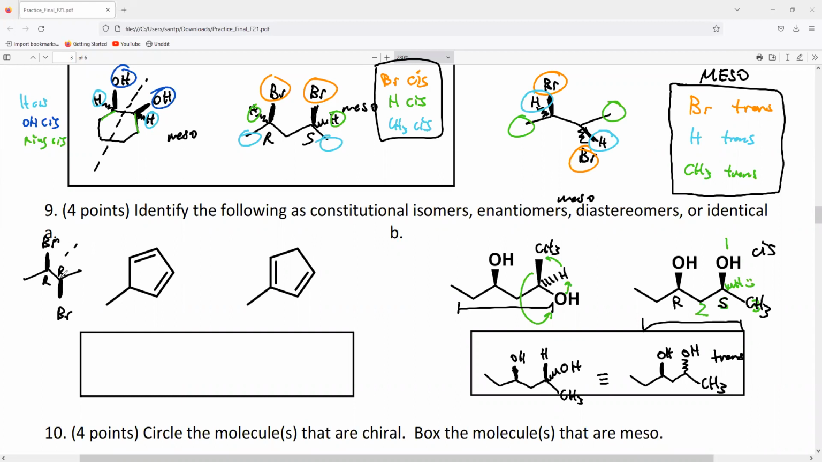Okay, we can use the cis-trans rule. I can see here that these bromines are both wedges, so bromine is cis. Hydrogens are both dashes, so hydrogens are cis, but oh no, the methyls are not facing in the same direction, so this is going to be trans. So this is not meso.